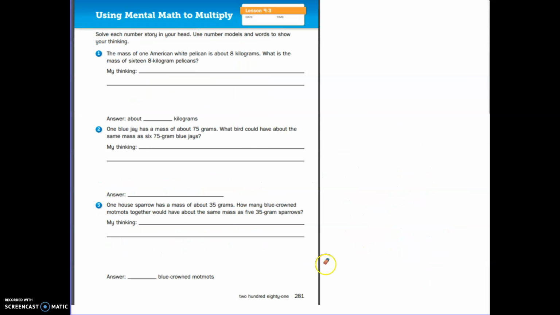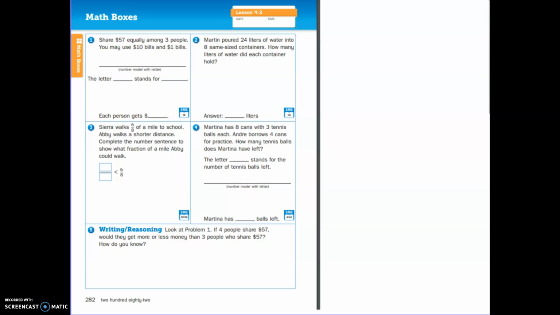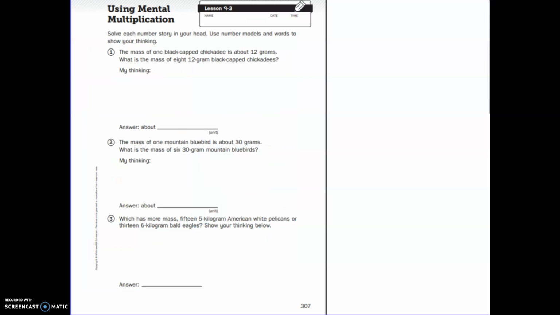So you're going to work on page 281. Yes, you'll need those posters of those birds, your math boxes, and another practice page to work on multiplying mentally. Good luck.